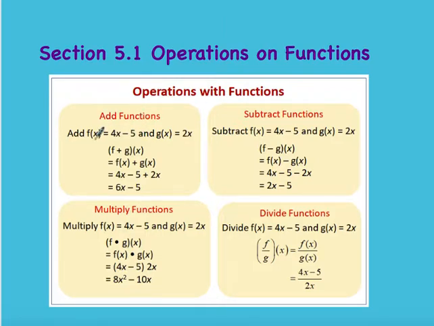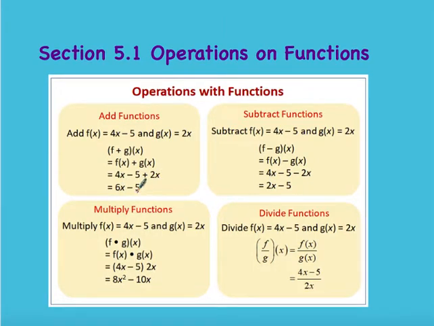So you can see here as an example, if I need to take f of x and add that to g of x, the notation for this would be f plus g of the variable x. Separately, you'll take f of x plus g of x and then add those two separate functions together, combining all of your like terms, leaving you with 6x minus 5.